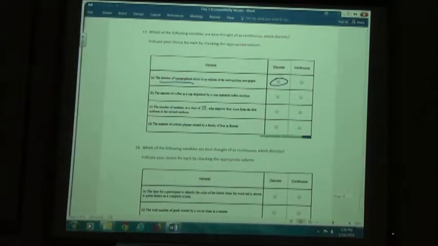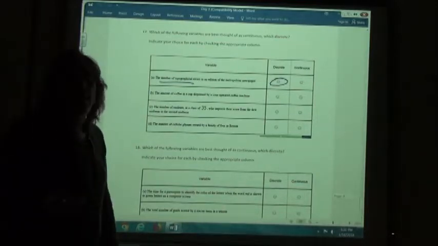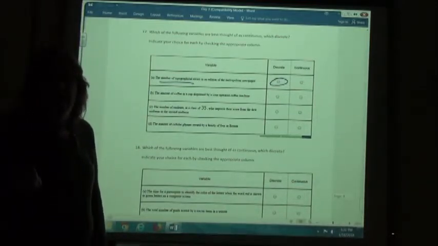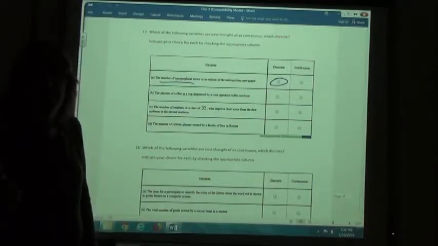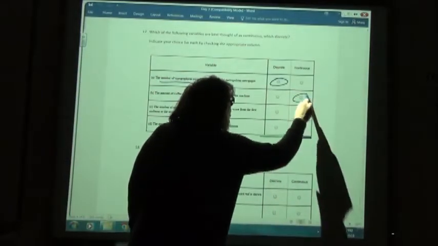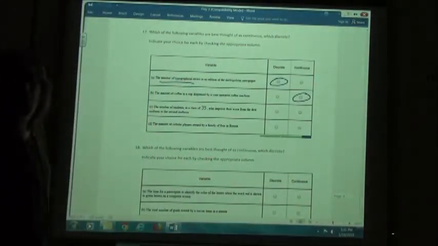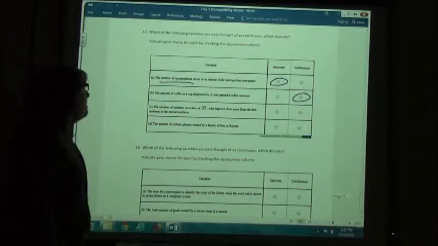The amount of coffee in a cup dispensed by a coin-operated coffee machine. Doesn't matter how it's dispensed. If I think about my cup of coffee, I might not have exactly 8 ounces. I might have 8.3 ounces, right? I could have a decimal amount in there. The coffee's running and doesn't shut off right away. I might get a little bit extra. So it's not always the whole number. It could be a decimal number.